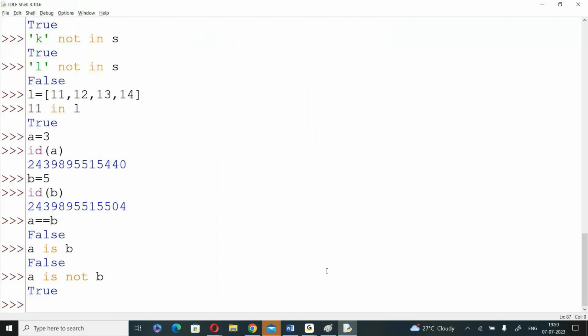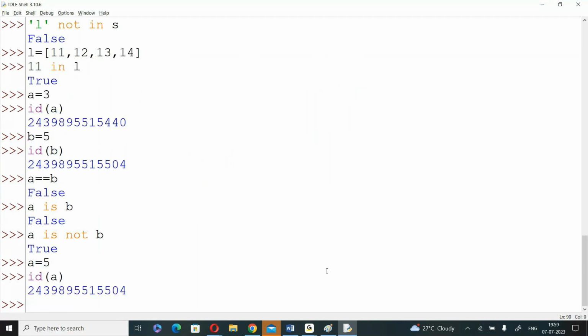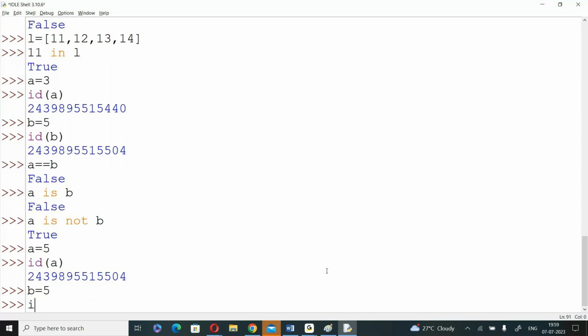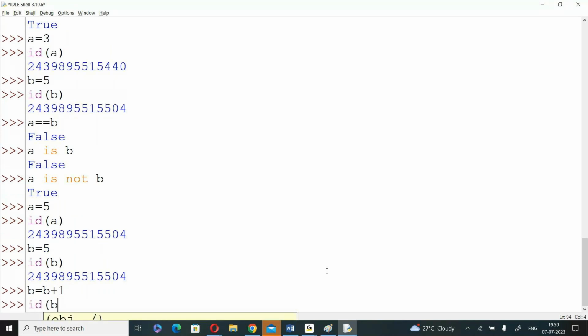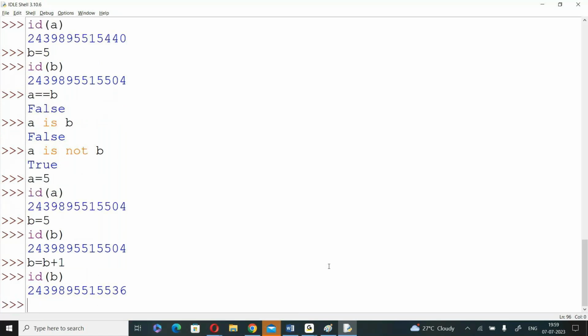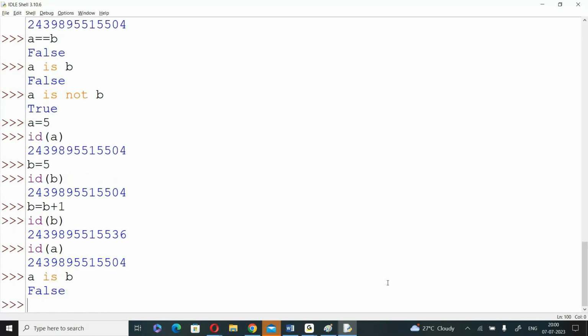See this one. a is equal to 5. What is the ID of a? This is the address of a. b is equal to 5. What is the ID of b? Yes, you got it. So both point to the same memory location. Suppose here I change my value: b value is incremented by 1. Now the ID of b. See this one? The address of b is changed, but the address of a is not changed. a is b? So I think you got it.